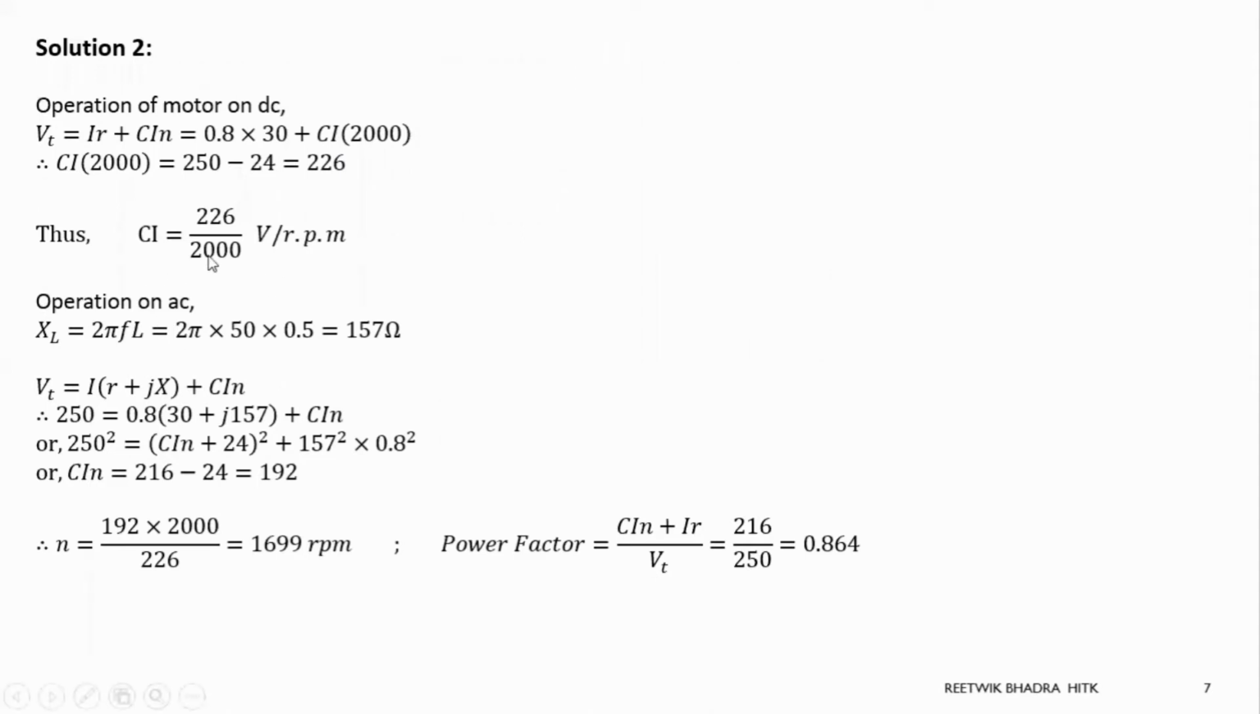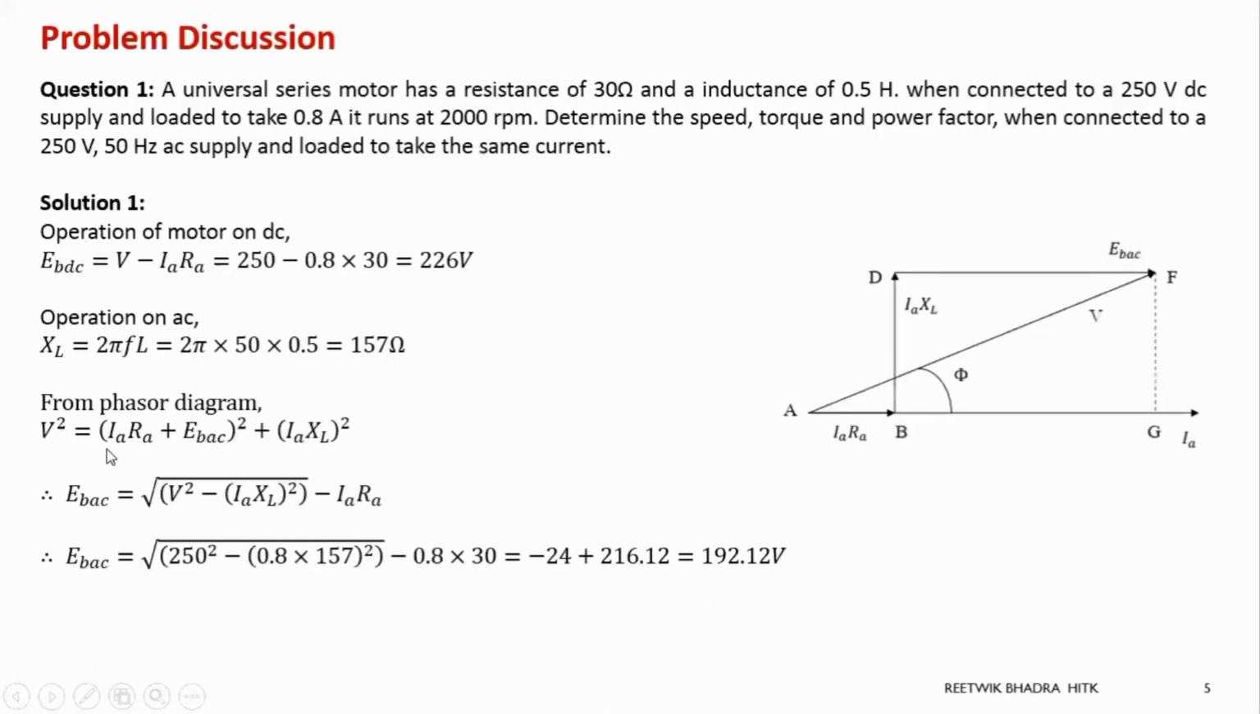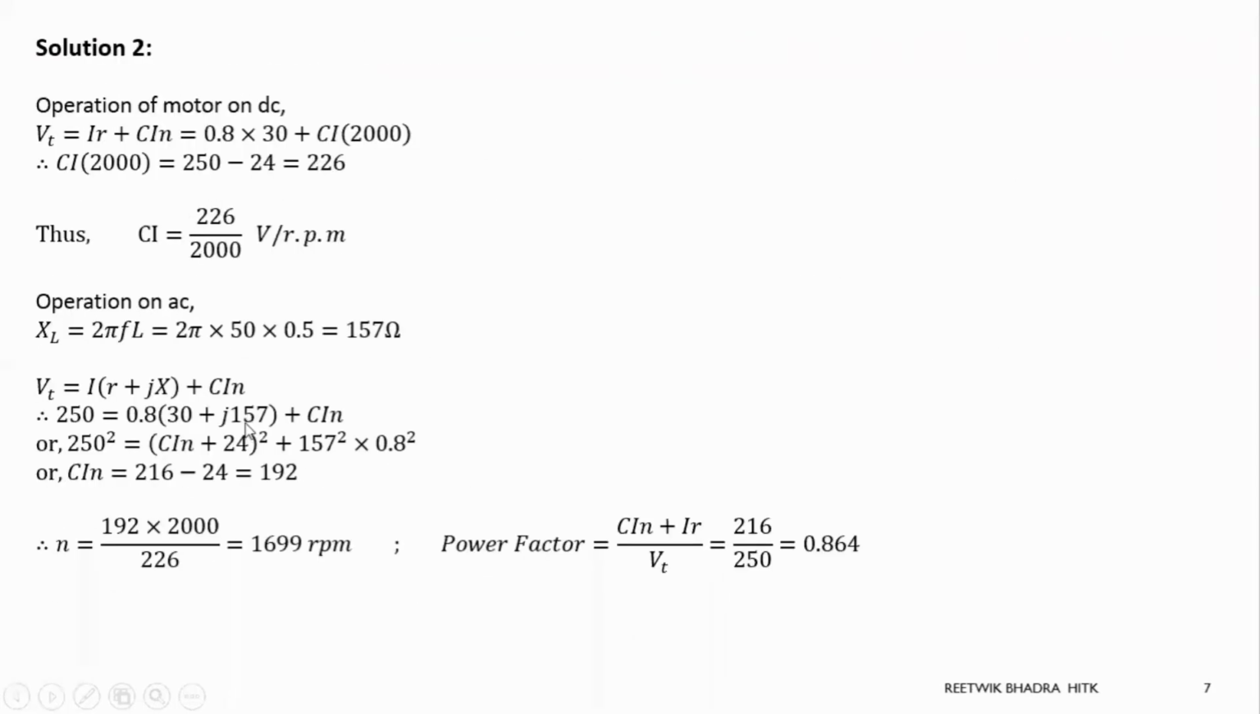We can put I over here, but you can use K_I constant also, because later you will be using K_I over here. You can write in this term also. So K_I into 2000, N is given when the motor is on DC as 2000. So K_I 2000 is equal to 250, Vt is 250 minus 24, 226. So K_I you are getting this one. Next you have to calculate X_L. Vt is equal to, see, same equation only. This equation only we have written over here. But in whatever method we have studied, Vt is equal to I into (R plus jX) plus K_I N.